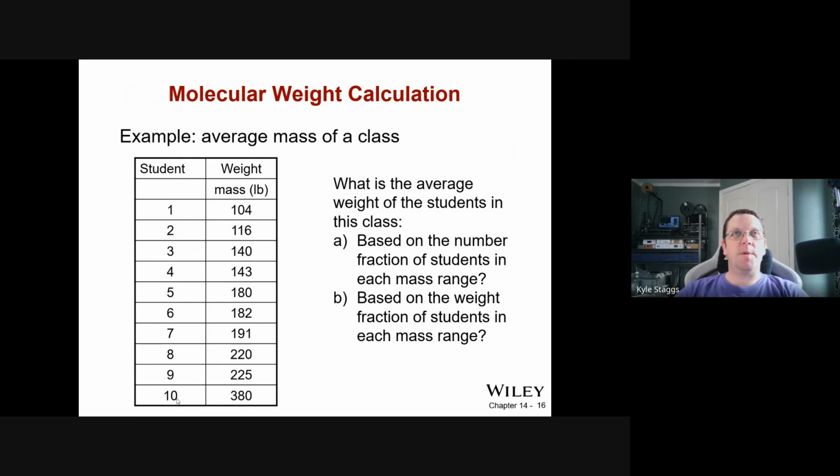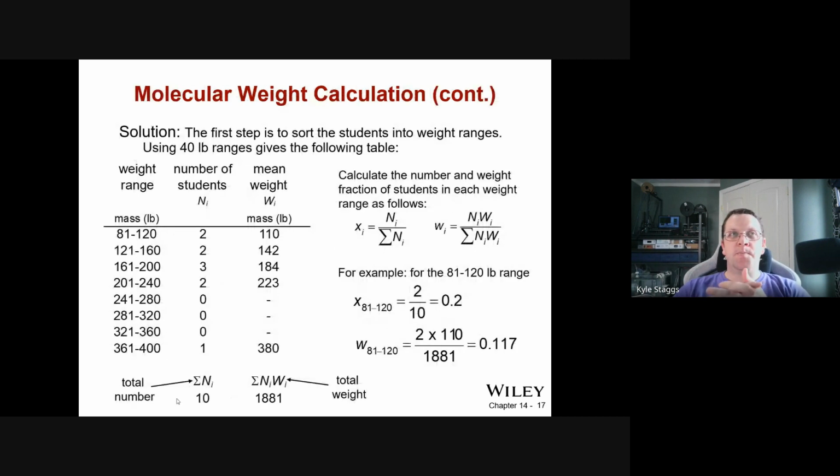But if we had a population of student masses that looked something like this, ranging from 104 to 380 pounds, based on first the number fraction for the students, then second the weight fraction of the students, what weights do we get back out of those? The way this calculation looks is you start with ranges of about 40 pounds: 80 to 120, 120 to 160, and so on.